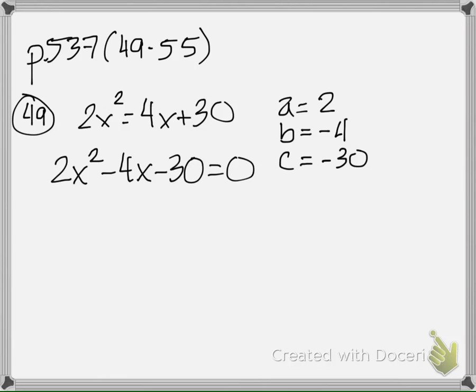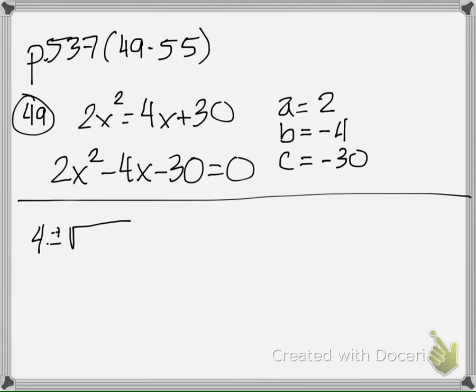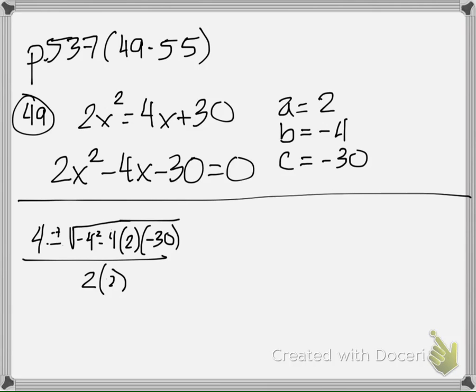Now that you have that, you have to use the quadratic formula, which is the opposite of B. So the opposite of negative 4 is positive 4, plus or minus the square root of B squared, that's negative 4 squared, minus 4A times C. All of that's over 2A. And I see that A is 2. So now I have 4 plus or minus the square root of 16, and this part's going to be positive because negative 4 times 2 is negative 8, and negative 8 times negative 30 is 240 over 4.